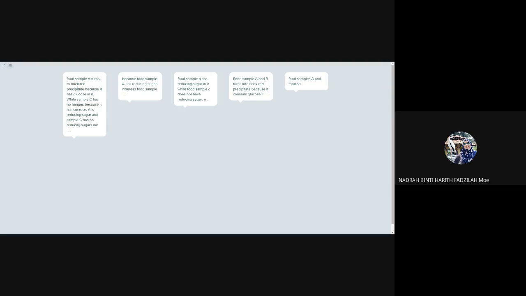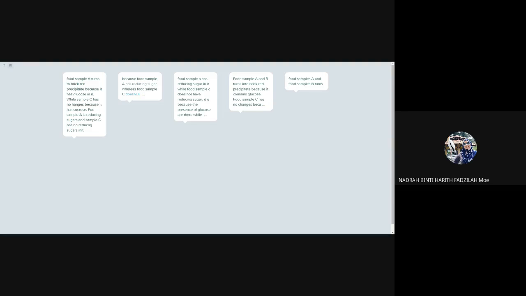Alright. I agree with you, Aish Naufal, which is food sample A turns to brick red precipitate because it has glucose in it, while sample C has no changes because it has sucrose. A is reducing sugar, contains reducing sugar. Sample C does not have reducing sugar in it.